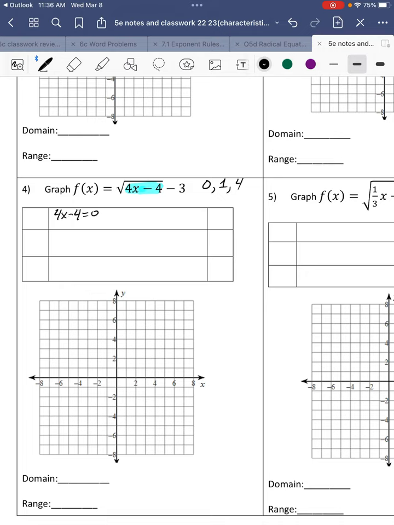So if I can't think of what number can I put in for x that would make this 0, solve it. So add 4, divide by 4, you're going to get x equals 1. So 1, substitute it back in. 4 minus 4 is 0, like we wanted, 0. Square root of 0 is 0, minus 3 is -3. So our y value is -3. So we have 1 and -3 is our starting point. So that 0 is always going to be your starting point.